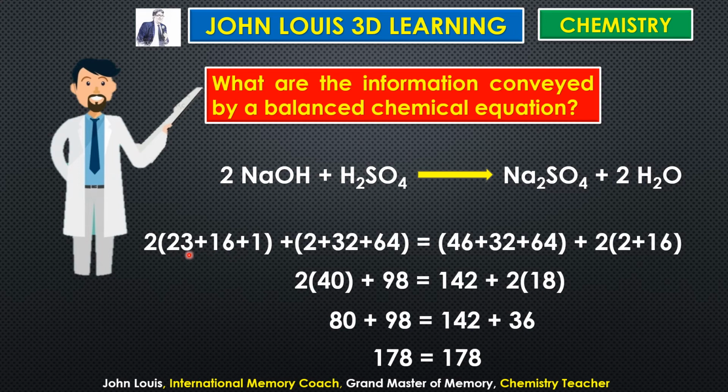What is the molecular mass of sodium hydroxide? 23 plus 16 plus 1 is 40. So there are 2 molecules, therefore 2 into 40. Okay, what is the molecular mass of sulfuric acid? 98. Therefore, what is the total mass of the reactants? 2 into 40, 80. 80 plus 98 is equal to 178. Therefore, the total mass of the reactants is 178 here.